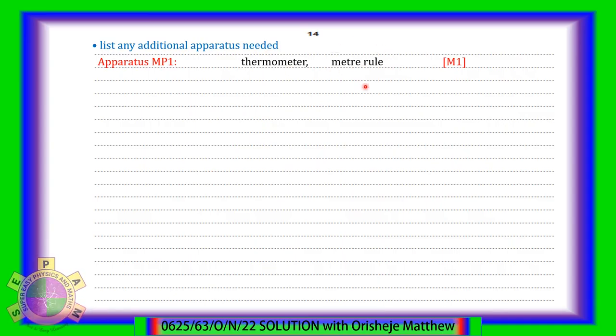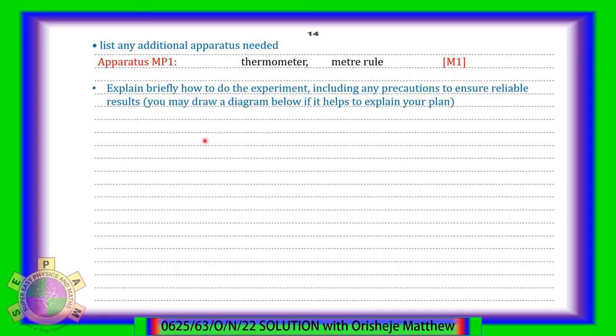Then you need a meter rule to measure the bounce height. So now let's look at the second thing. Explain briefly how you will do the experiment. So, procedure. Now in the procedure, what will you do? So the first thing, we have the major point two.